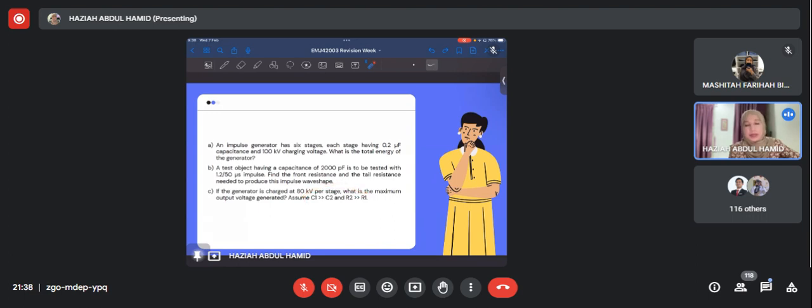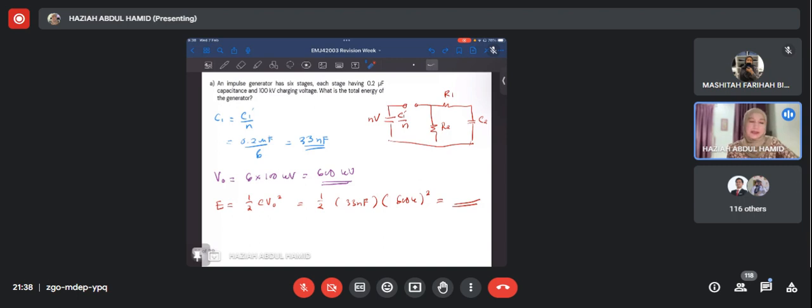Tapi dia bagi kamu macam satu assumption kat sini. Actually assumption ni kalau saya tulis ke tak tulis doesn't matter sebab kita dah tunjuk formula tu memang dah formula yang dah approximated. Okay, kita tengok macam mana step dia. A, dia nak kamu cari total energy tadi. Saya tak nak tunjuk pun saya tunjuk jugalah. Okay, so dapatlah this one formula for calculating the total energy of the generator.